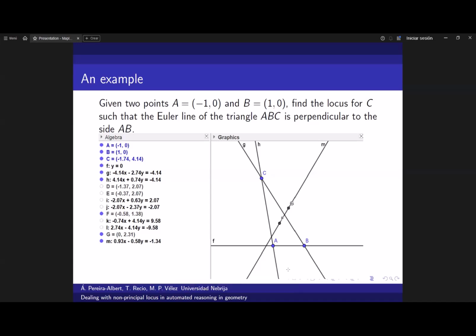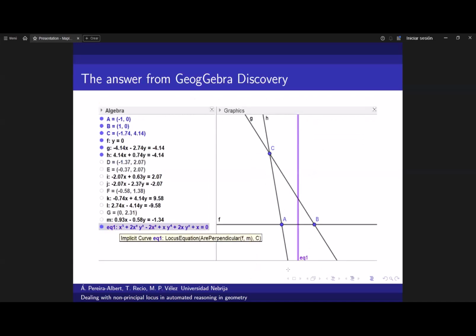However, when we input this into GeoGebra, this is how the command is portrayed in GeoGebra Discovery. We ask the locus equation for the two lines to be perpendicular, and we move the point C, and we get a degree-5 polynomial, which is not what we expected. If we draw it, we find that at least part of the zero set of this degree-5 polynomial is the perpendicular bisector, but we get something else that a priori we don't know what it is.